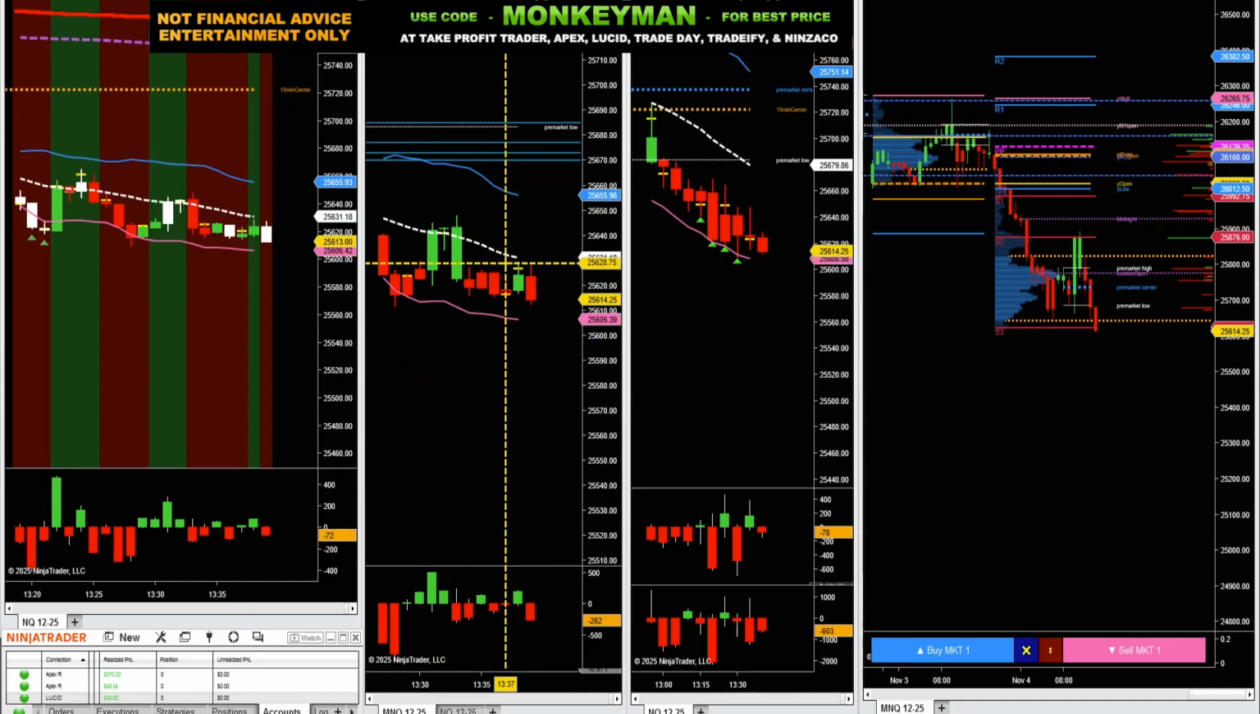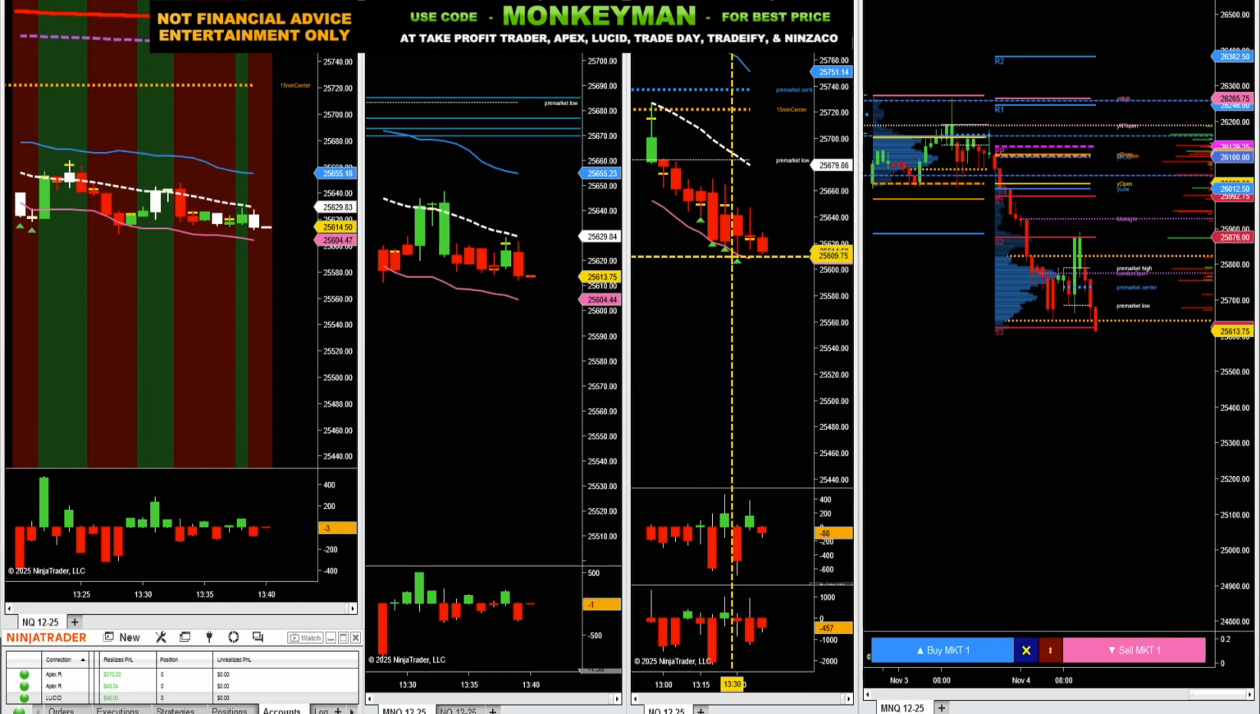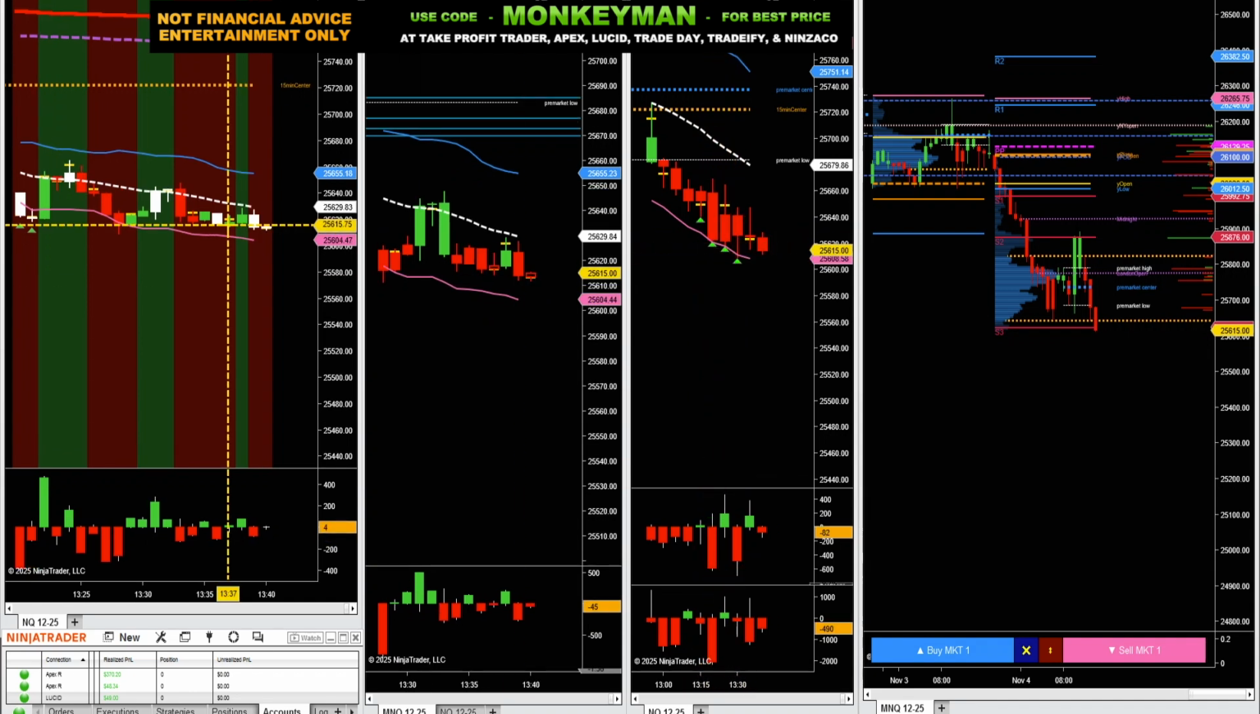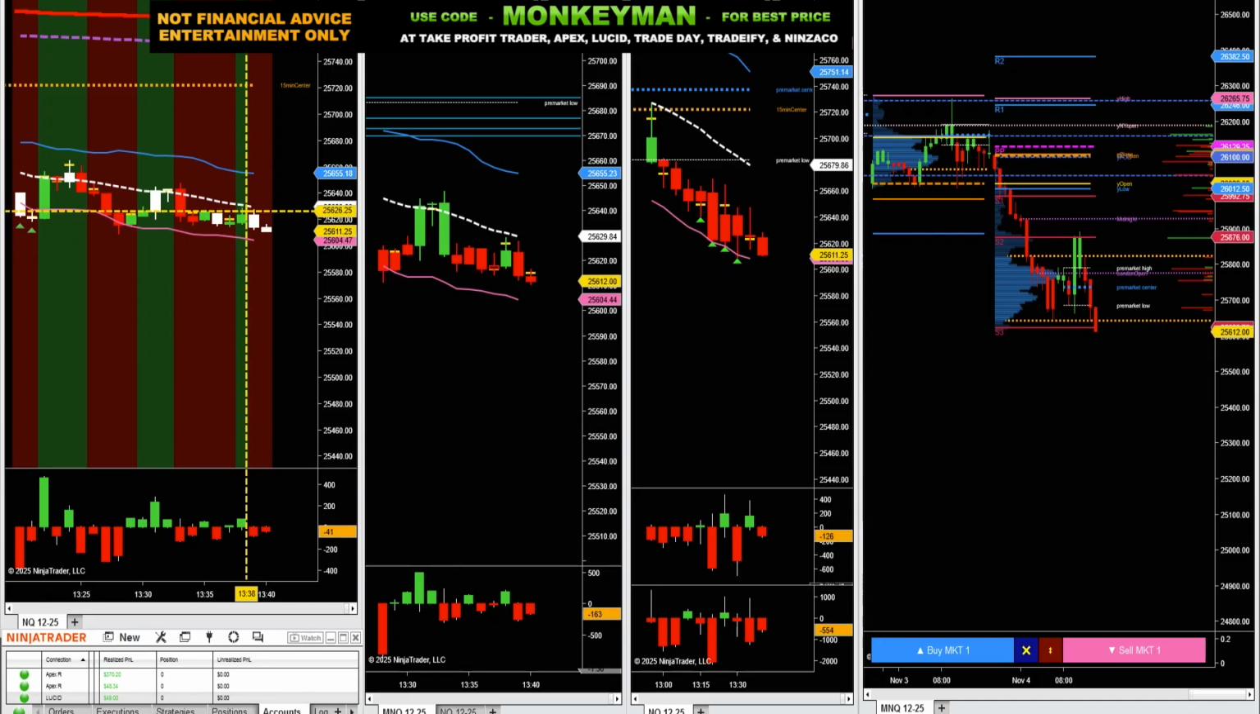Got into a little long. We had a bunch of divergence building up on the 5-minute here. The ADX turned bullish. Was looking for a pop back up to the 20. We just popped up 12 or 13 points there. Then rejected off of the 20 SMA once again.